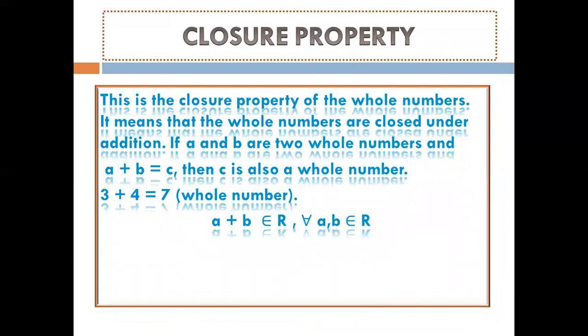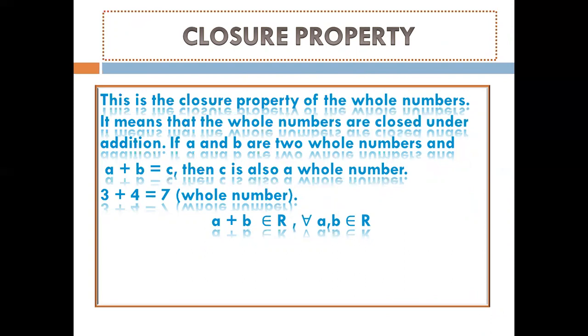First property is closure property. This is a closure property of the whole numbers. It means that the whole numbers are closed under addition. If a and b are two whole numbers and a plus b is equal to c, then c is also a whole number. 3 plus 4 is equal to 7.